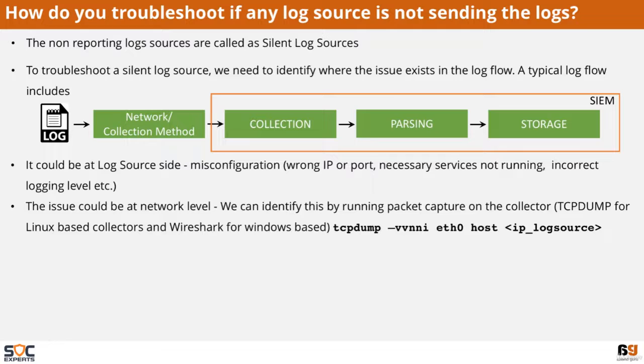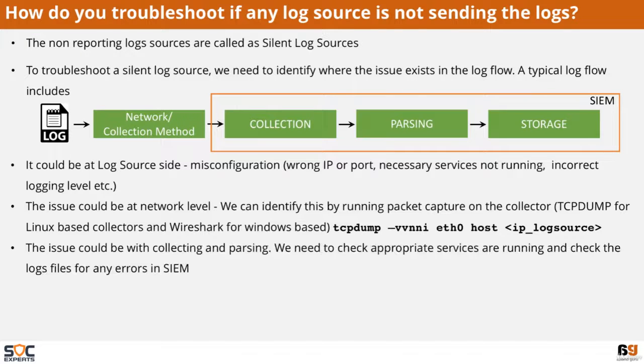We can identify this by running packet capture on the collector: tcpdump for Linux based collectors and Wireshark for Windows based collectors. The command for tcpdump is tcpdump -vvnn -i eth0 host followed by the IP address of the log source that we are troubleshooting. The issue could be with collecting and parsing. We need to check that appropriate services are running and check the log files for any errors in SIM.